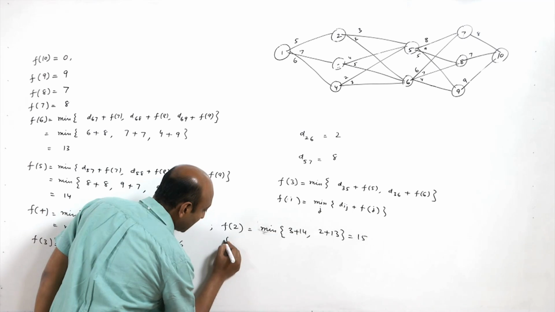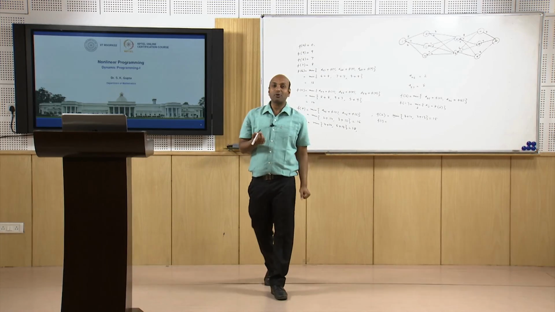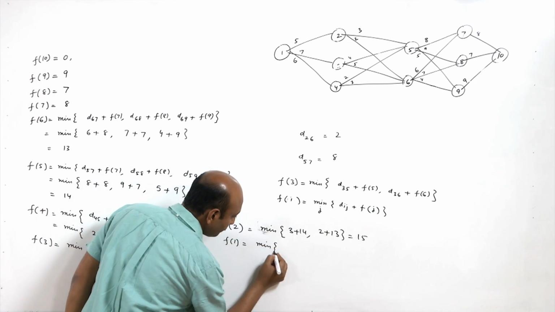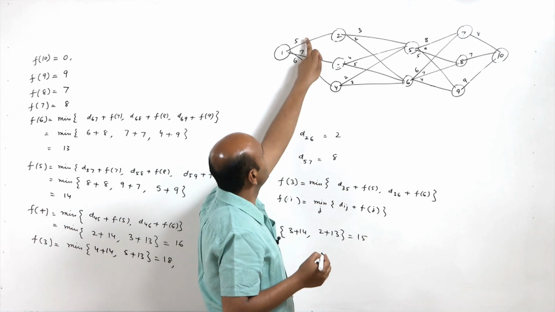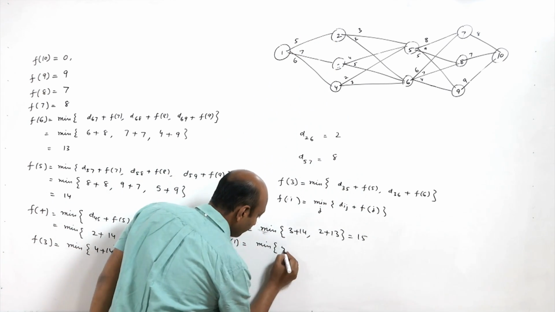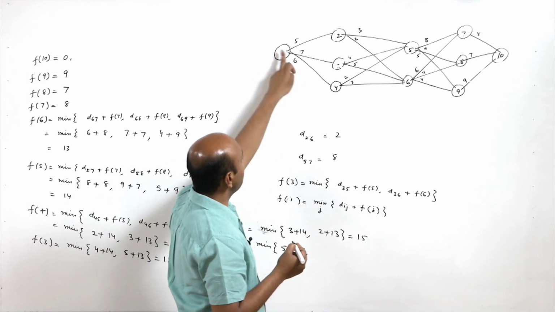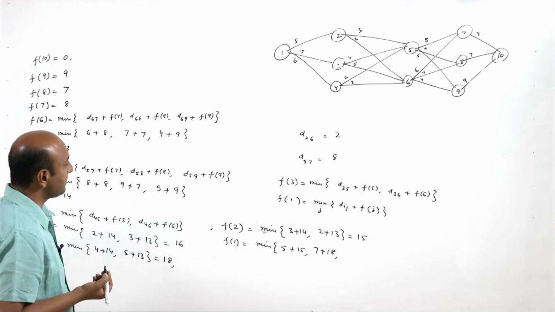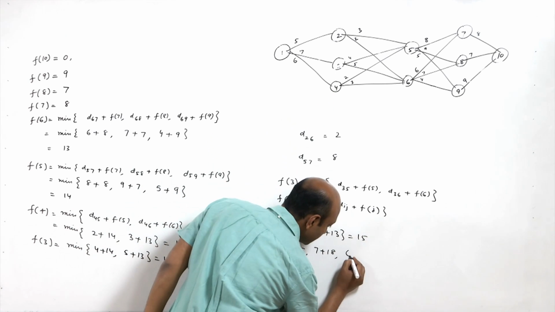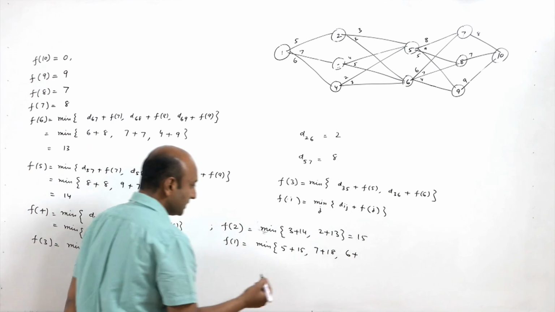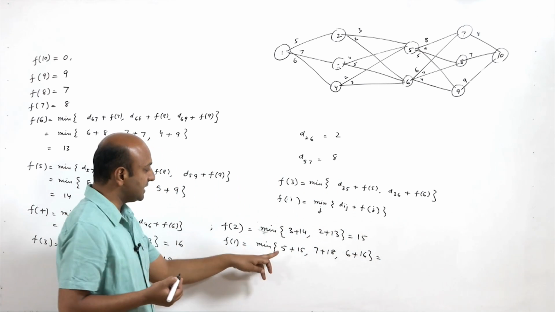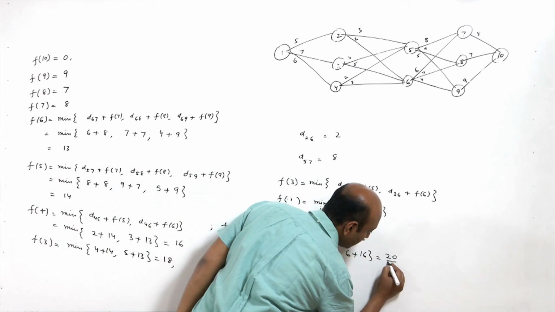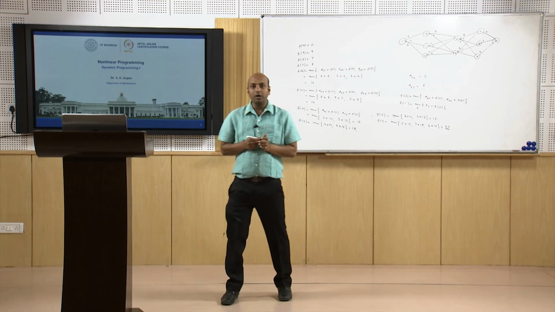Now, finally F1, because F1 is what we have to find out. F1 is the minimum distance from node 1 to node 10. So F1 is the minimum of 5 plus F2, F2 is 15, and then 7 plus F3, F3 is 18, and then 6 plus F4, which is 16. The minimum of these three, 20, 25, and 22, is 20. So the minimum path length from node 1 to node 10 is 20 units.